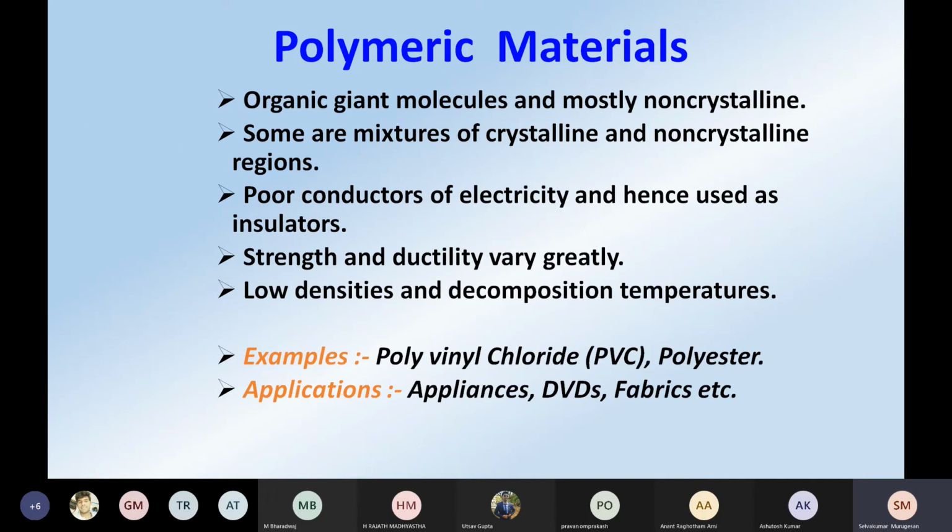Coming to polymeric materials, you have studied them in the third semester. Many single monomer units combine to form macromolecules, which look like organic long-chain molecules, mostly non-crystalline, that means completely amorphous. Some polymers are a mixture of crystalline and non-crystalline, which is why they are called semi-crystalline polymers. They are very poor conductors of electricity, so they are used for insulating purposes. Strength-wise they are not that great, but they have excellent ductility, that means elasticity.